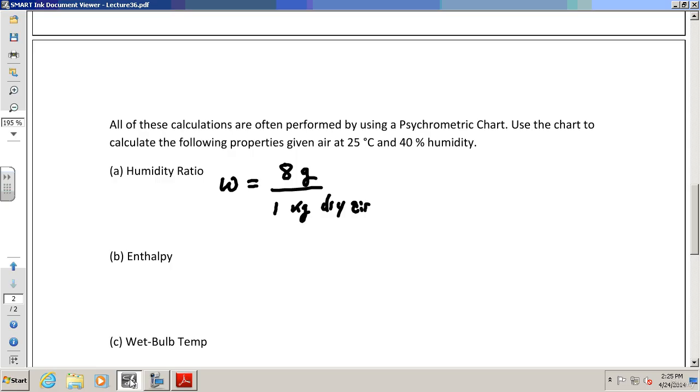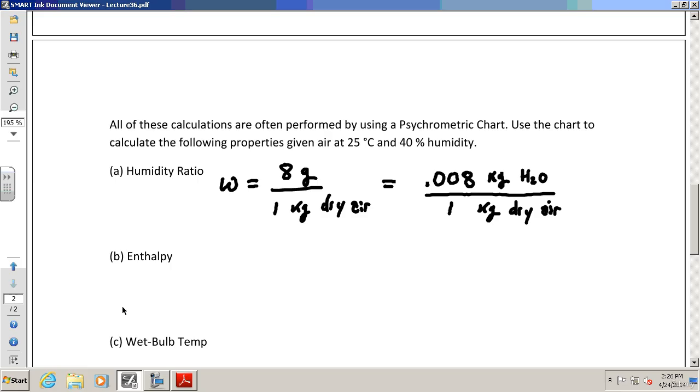Well, we don't express humidity ratio as grams over kilograms. We express humidity ratio as kilograms over kilograms. So really, this is going to be 0.008 kilograms H2O per 1 kilogram dry air. So we just read that off the chart. That's nice, this is pretty easy to do. Everybody see where I got that number on the right side of the chart?